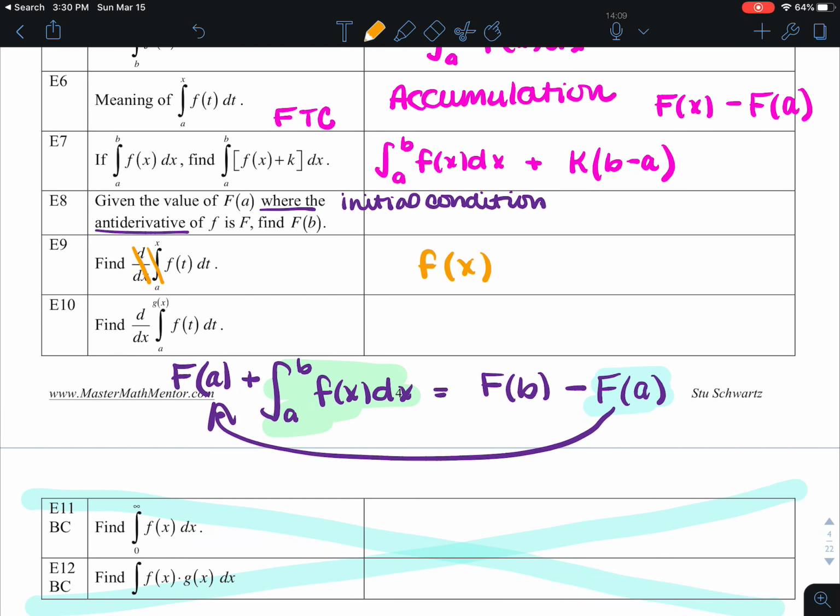All right, my apologies. E10, and I promise not to mess this up. Now what you're doing is plugging in a function. And so you would get f of g of x, much like you did in the example above. But this has got to be times whatever the derivative of g is, which is chain rule.